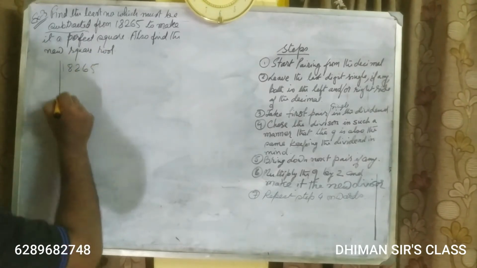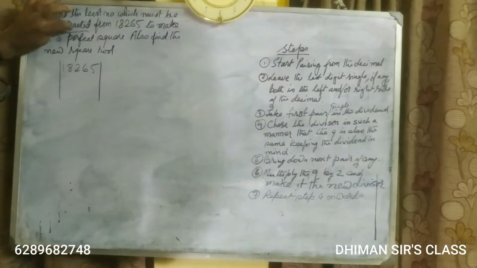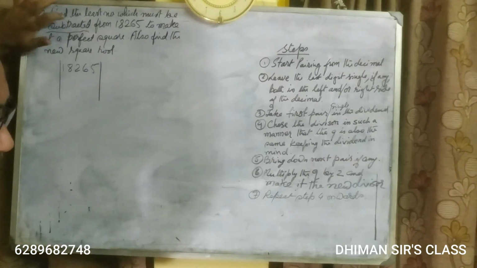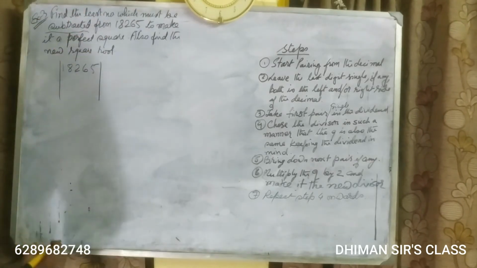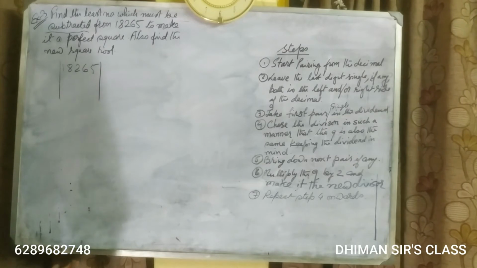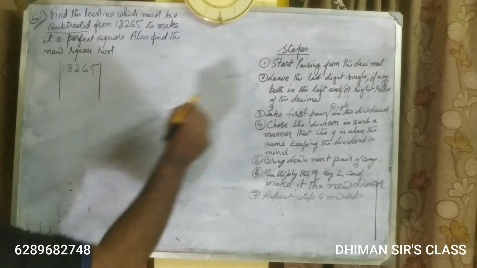18265, in the division method. The word subtracted, or added, tells us which method to follow: division or prime factorization. So subtracted and added mean the division method. So start pairing.